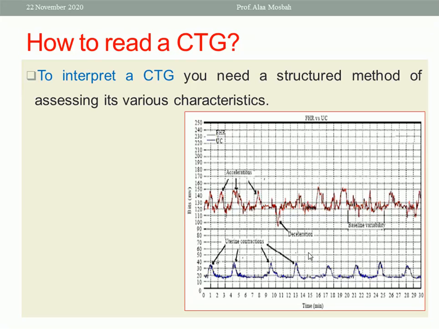To interpret CTG, you need a structured method of assessing its various characteristics. First of all, I need to define risk. Who is at risk, or the high risk pregnancy, because it is very important to detect the high risk pregnancy. Specifically, I need CTG for them, not for routine use. Then the uterine contractions. The signal of the uterine contraction will be detected, and its relation to fetal heart rate.